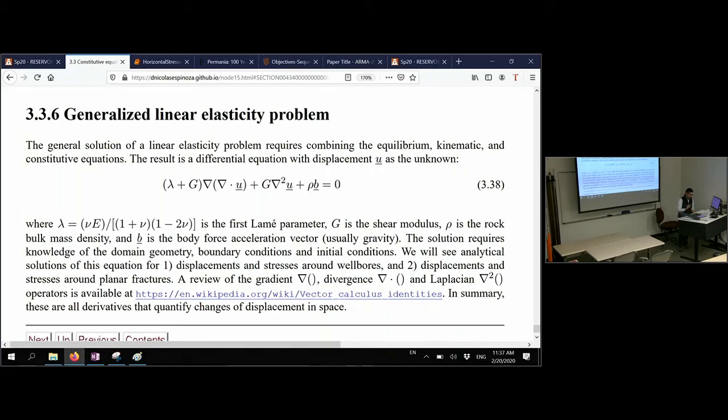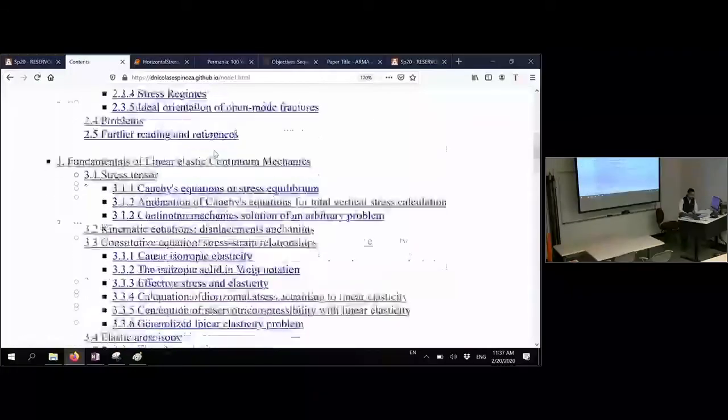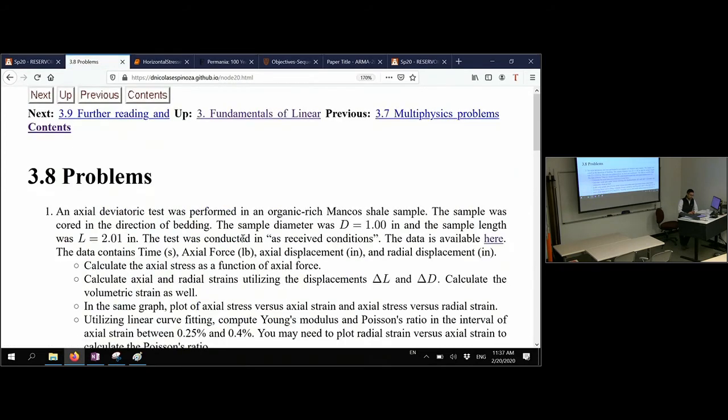And now I'd like to talk about the homework, and if we have any time left, the next topic, which we're going to skip for now because you don't need it for the homework, but it's going to be important later on, about rock anisotropy, plastic and viscous deformations. So we're just going to skip that for now and go directly to the problems.